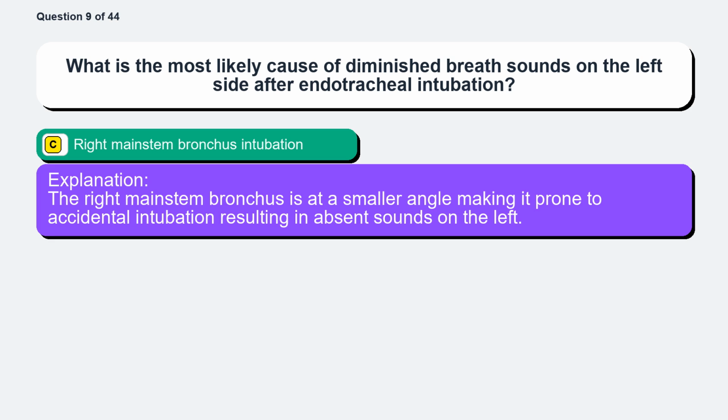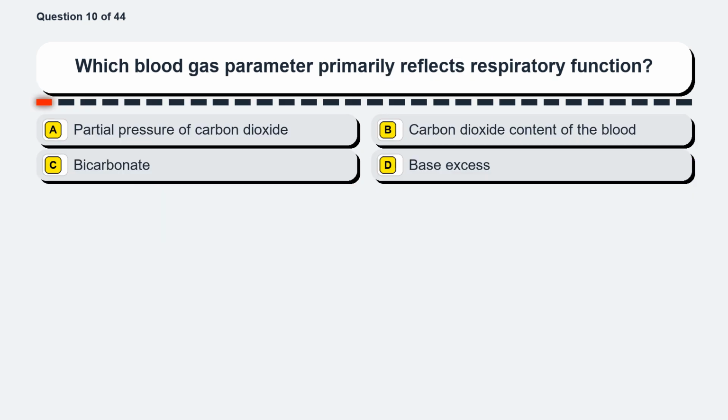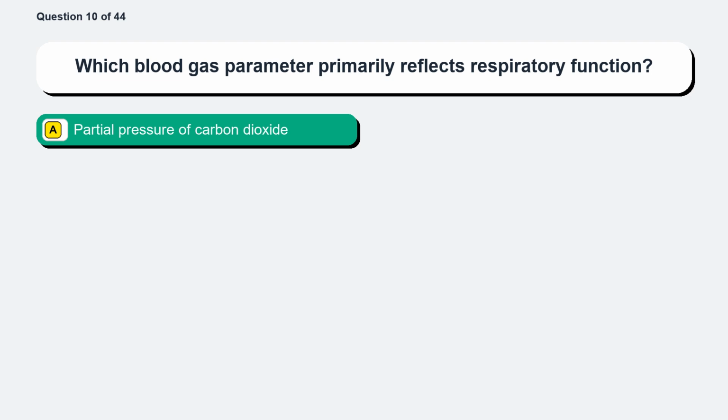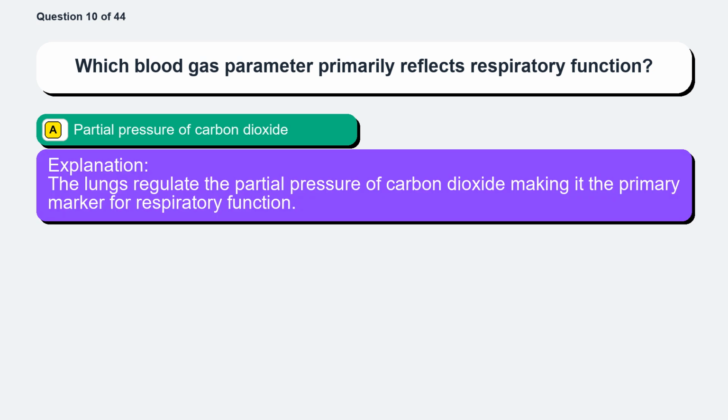the left. Question 10. Which blood gas parameter primarily reflects respiratory function? Option A, partial pressure of carbon dioxide. Option B, carbon dioxide content of the blood. Option C, bicarbonate. Option D, base excess. The correct answer is option A, partial pressure of carbon dioxide. The lungs regulate the partial pressure of carbon dioxide, making it the primary marker for respiratory function.